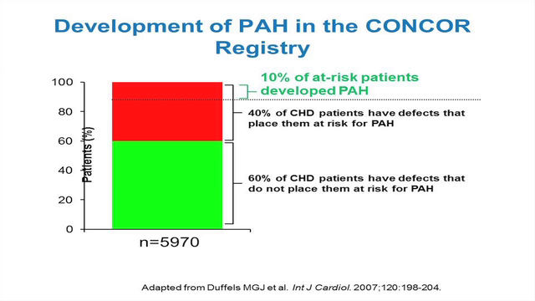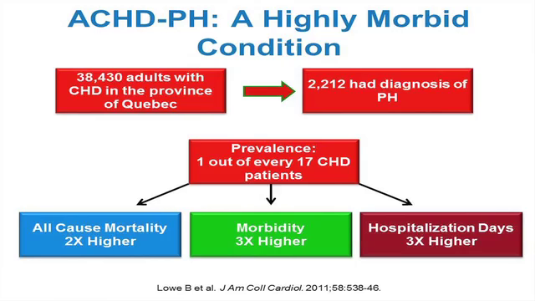Now, it's a highly morbid condition. One of our former fellows that trained with us several years back, Boris Lowe, did a very nice study when he moved on to Montreal, where he looked at actually all congenital heart patients in the province of Quebec. We have a nice way of looking at those patients in Canada and other places. Unfortunately, we don't have that same type of registry in the United States. We're working on that, but we haven't designed that yet. So about 38,000 adults that he looked at, you can see about 2,200 of those patients had a diagnosis of pulmonary hypertension. So that meant about 1 in every 17 patients.